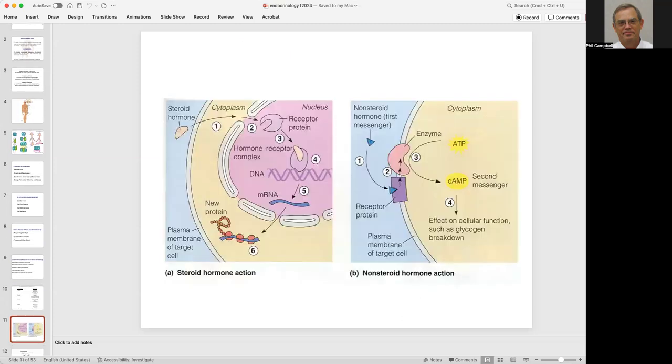So what does that mean? Where are the receptors for these hormones? It depends on the source of that hormone. If it is amino acid based, that means it does not cross the lipid bilayer by itself. So, wait a minute. I need to communicate into the cell. How do I get that communication into the cell?